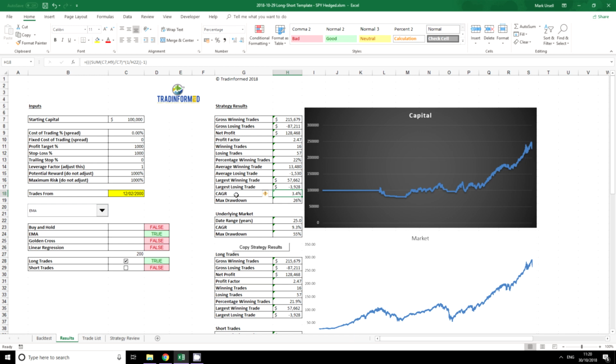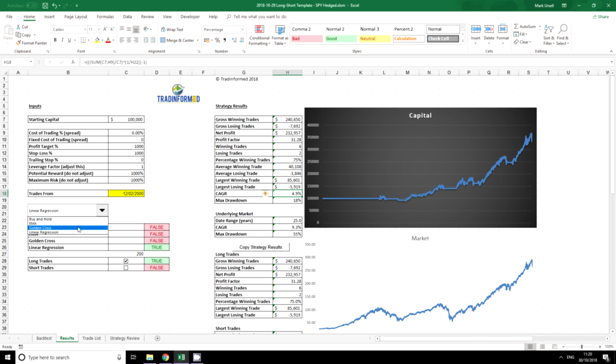We can see that the EMA, the below the moving average strategy, has given us a much lower drawdown and a slightly lower compound annual growth rate. The golden cross hedging strategy and the linear regression strategy, both of which were described in video 2. And if you'd like to watch that video, there is a link on the screen at the moment. And we can see that both of these have performed somewhat better than buy and hold. In particular, we've got a compound annual growth rate of around 5%, but much lower drawdown.